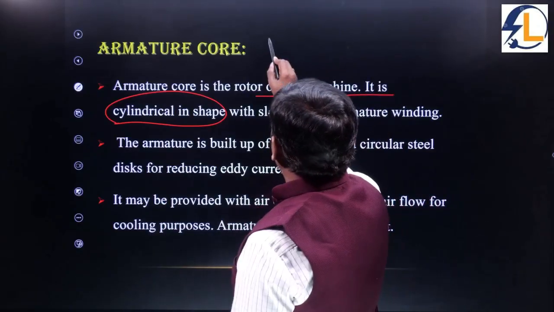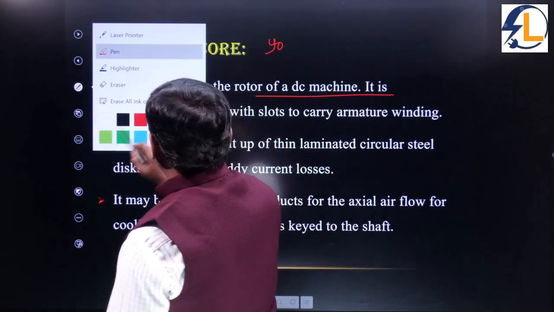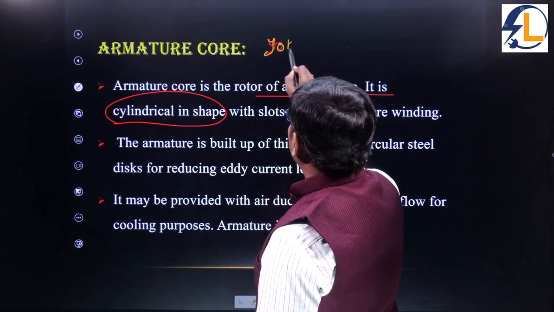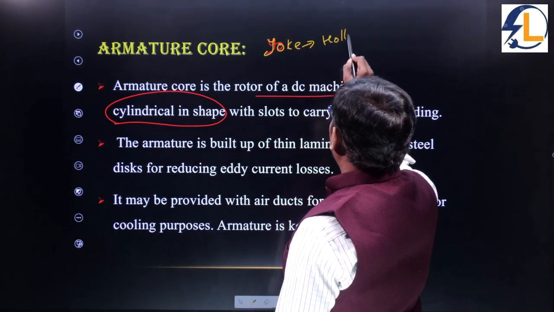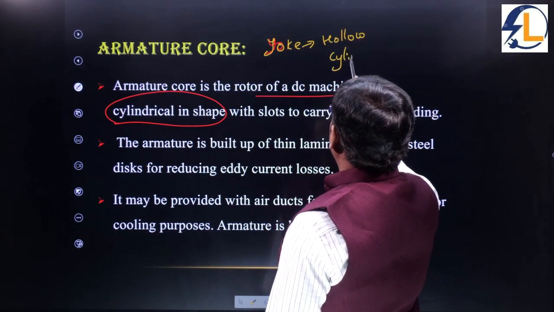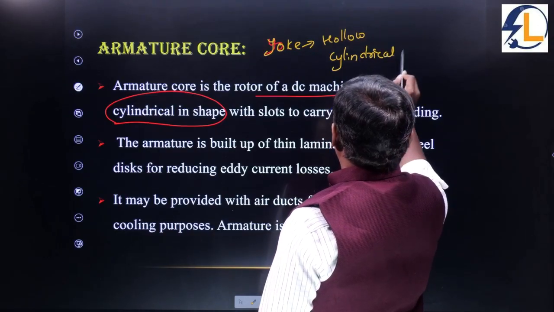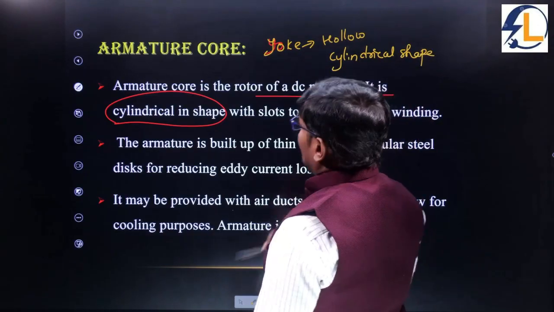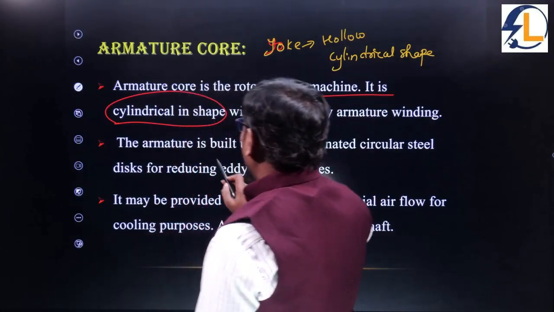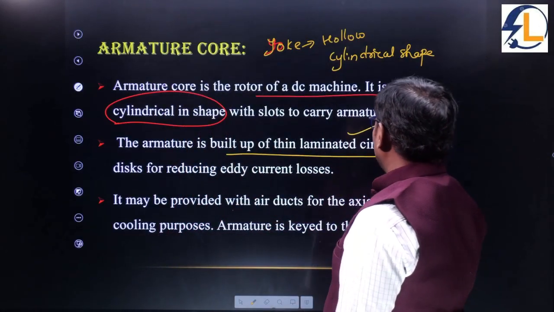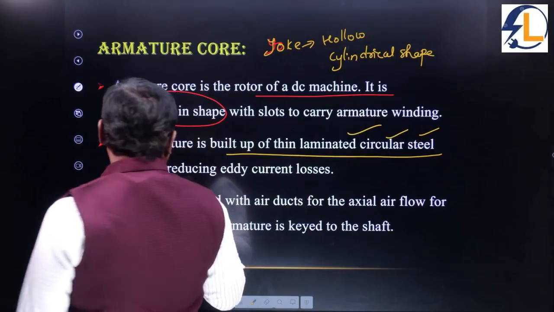And the yoke shape is hollow cylindrical shape. Hollow cylindrical shape. Okay, and the armature is built up of thin laminated circular steel discs for reducing the eddy current losses.